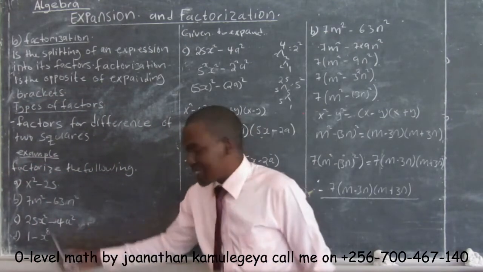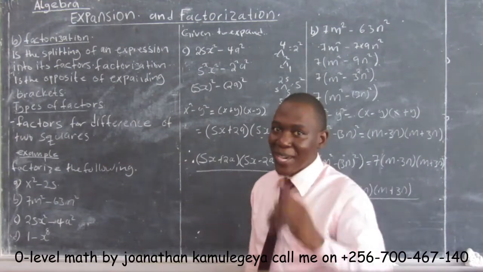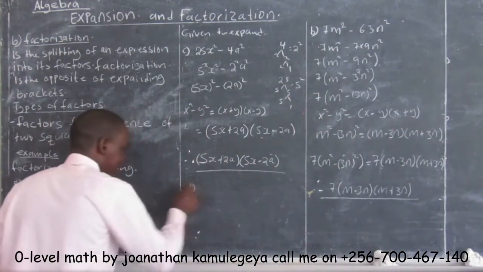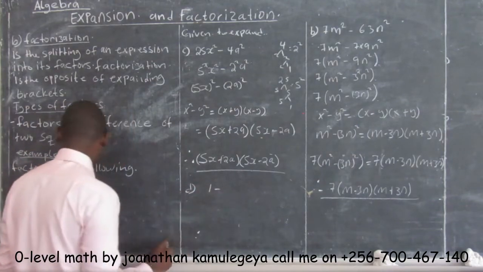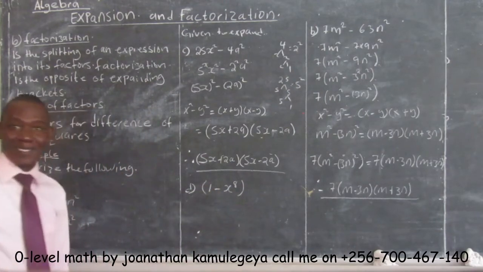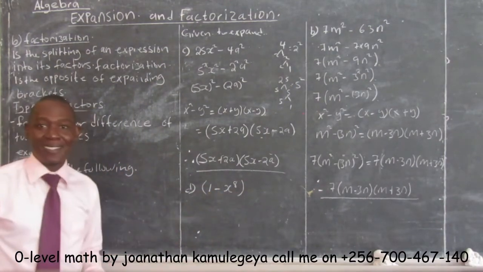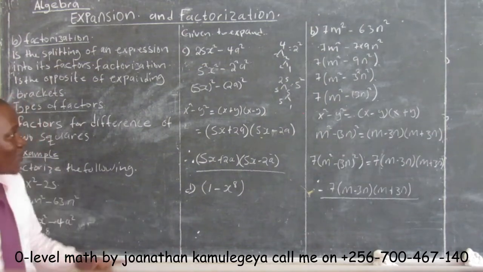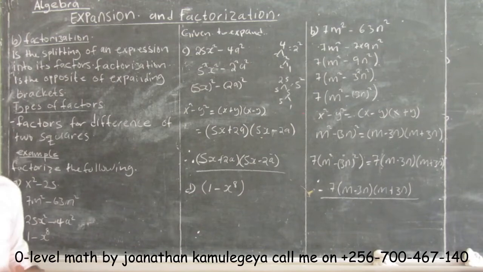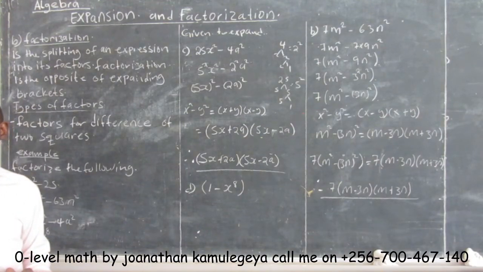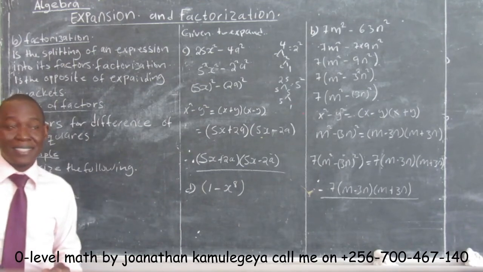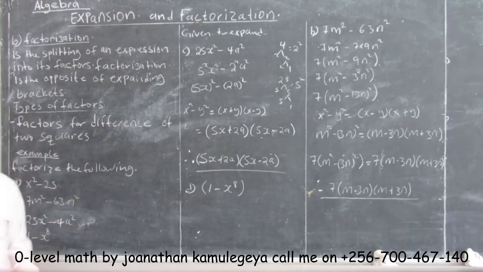Now, there's this one, part D. Part D, I want you to try it out at home. Is it okay? Part D is 1 minus x power 8. My dear students, please try out this number and see if you have understood what you call factorization using the difference of two squares. Is it okay? Okay, let me come for more numbers concerning factorizing with the difference of two squares.